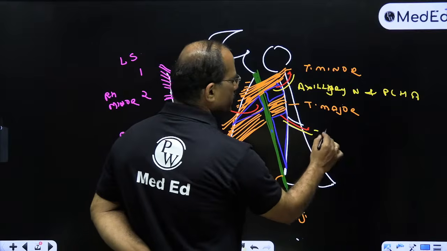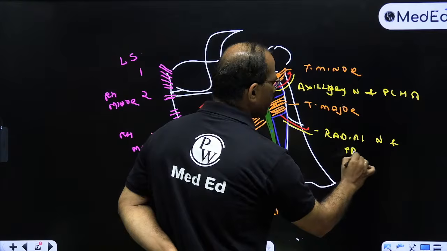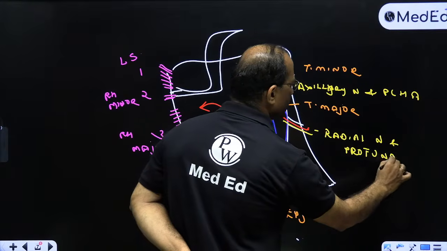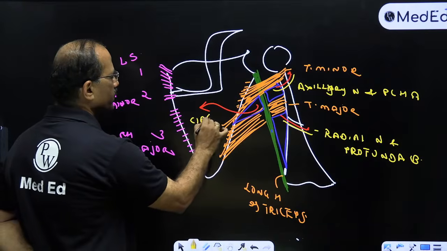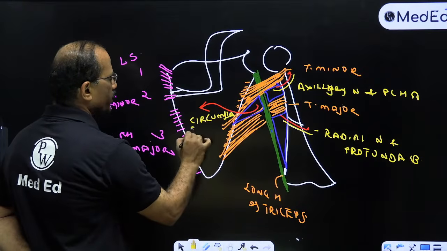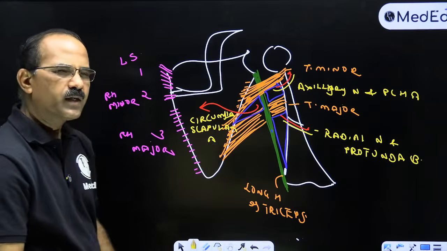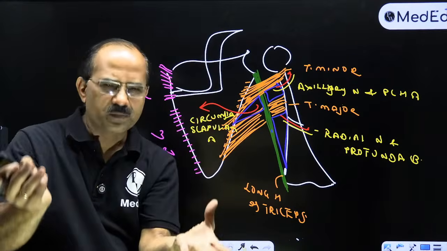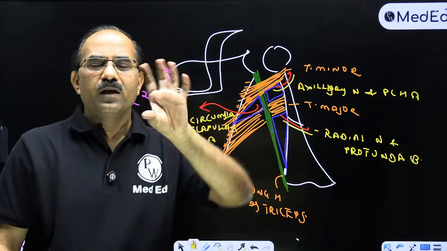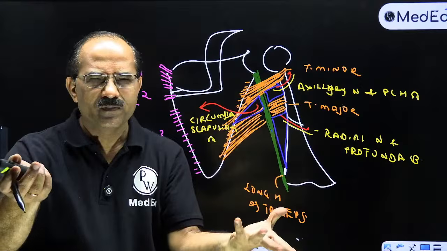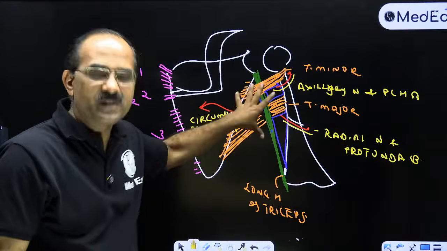In the lower triangular space is the radial nerve and profunda brachii artery, and this is the circumflex scapular artery. बच्चों clear है? So this can come in any form. Concept याद रखना. Understand the concept. Understand the basics. Questions can be framed in any way. कैसे भी क्वेश्चंस आ सकते हैं. बेसिक्स याद रखना. ये बेसिक्स है, राइट? ये कंसेप्ट्स है, इसे याद रखना.